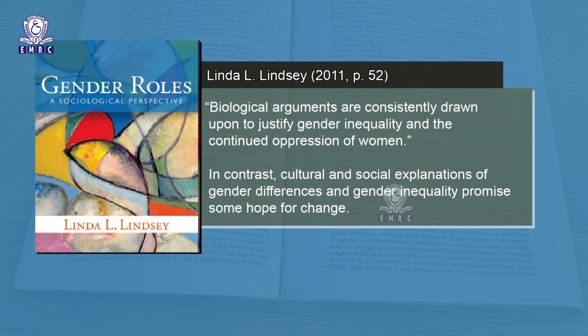One thing which is very clear, my dear friends, is that to the extent we accept biological explanations for gender, we imply that existing gender differences and gender inequality must continue to exist. This implication prompts many social scientists to be quite critical of the biological viewpoint. As Linda Lindsay notes, biological arguments are consistently drawn upon to justify gender inequality and the continued oppression of women. In contrast, cultural and social explanations of gender differences and gender inequality promise some hope for change.